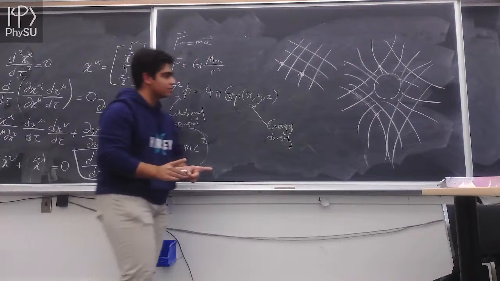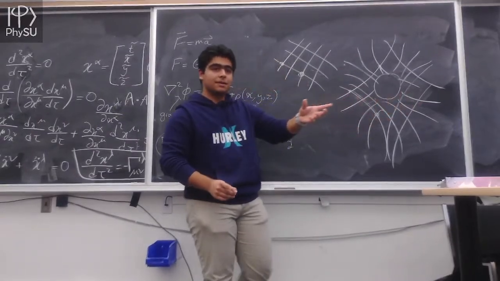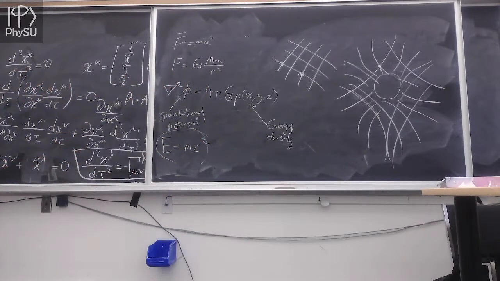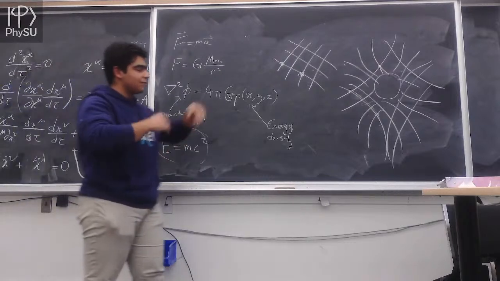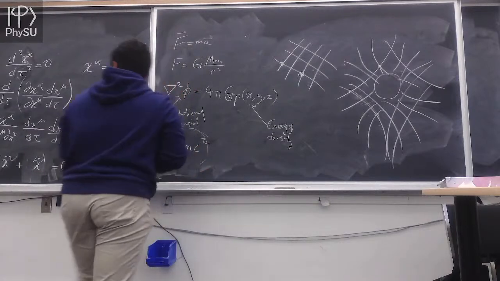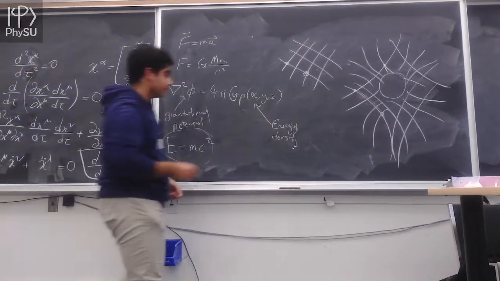And the reason for that curvature is because of the presence of this mass. Okay? That's really the main takeaway of this lecture. And now the question is, how do we calculate this curvature? And the answer is the Riemann curvature tensor.